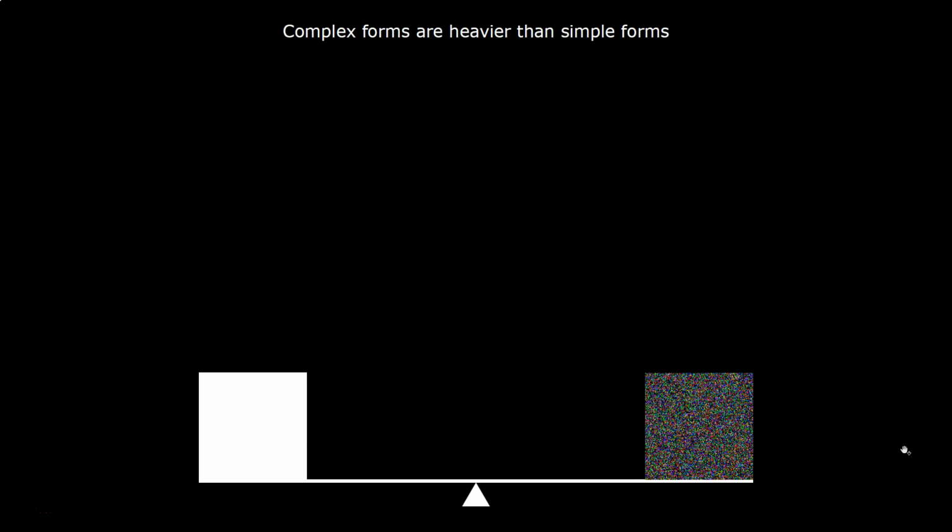Complex forms are heavier than simple forms. So the best way I could describe this is thinking about, like, here we have a totally unified image. Here we have an image with a lot of variety. That would be like an empty jar versus a jar filled with a bunch of jelly beans. Obviously, the thing that's more filled up is going to seem heavier.